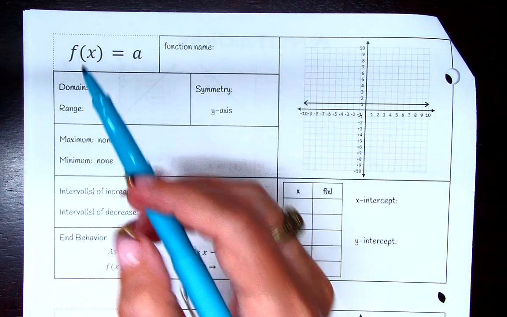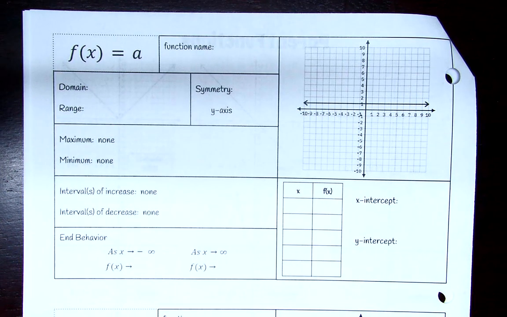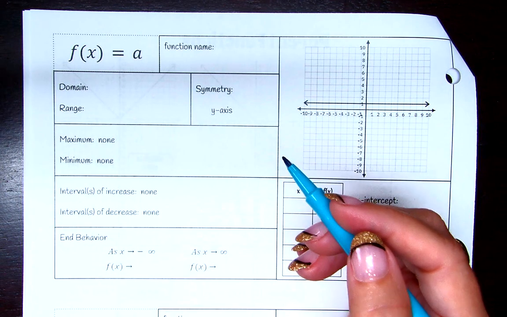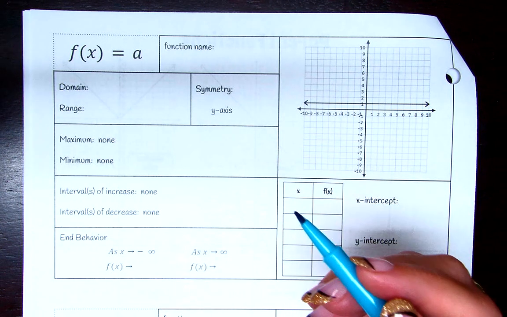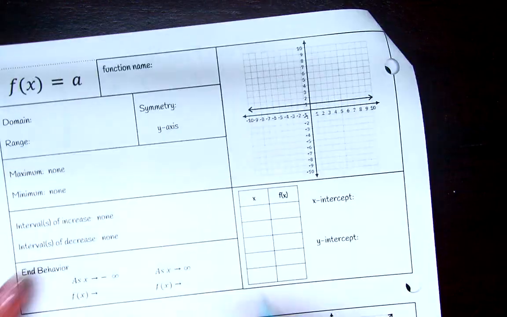Okay? So this very first one, f of x equals a, what is the function name? Constant. And how did you know it was constant? You remembered? Oh, that's awesome that you remembered. But if you didn't remember, then what? It's on the front, right? Okay? Constant.